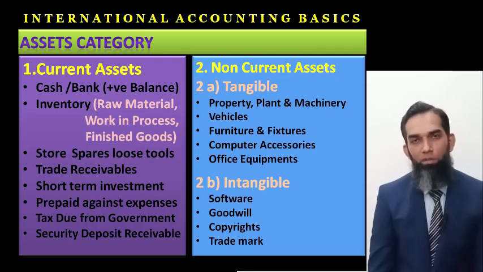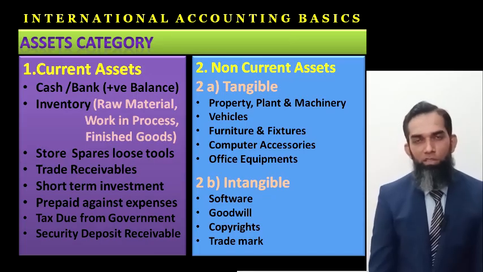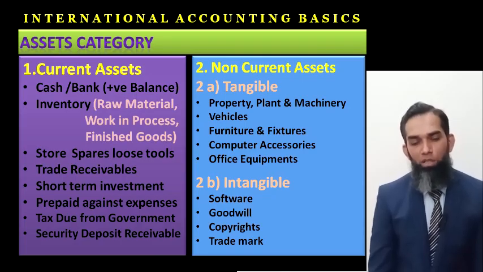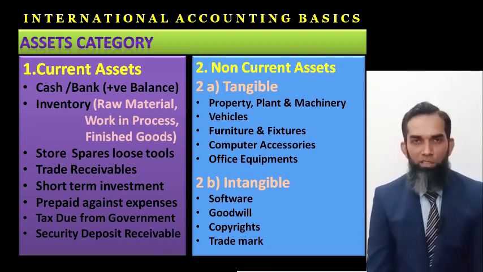The last one is security deposit receivable. If the company has deposited some security against taking some services, or taking some sort of benefit from other companies, they deposit some amount of money with that organization. So that is also a receivable of the company, and is also covered in the current assets section.